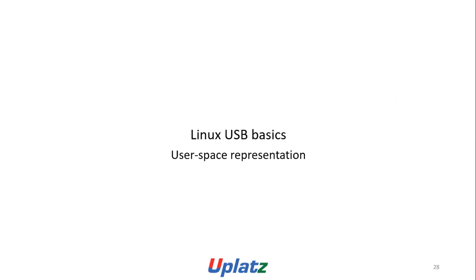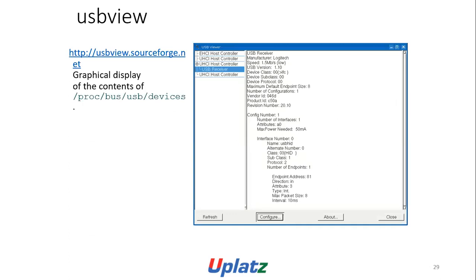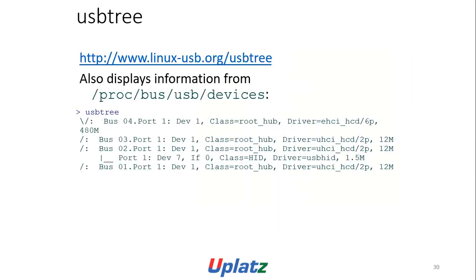Linux USB basic user space representation. USBView, at sourceforge.net, is a graphical display of the contents of /proc/bus/usb/devices. USB tree, at www.linux-usb.org, also displays information from /proc/bus/usb/devices.